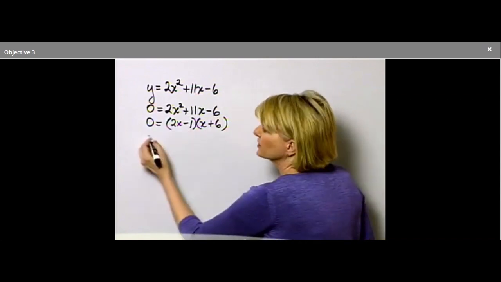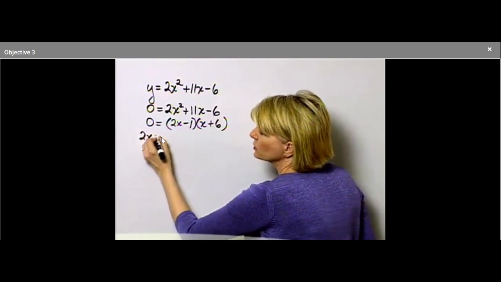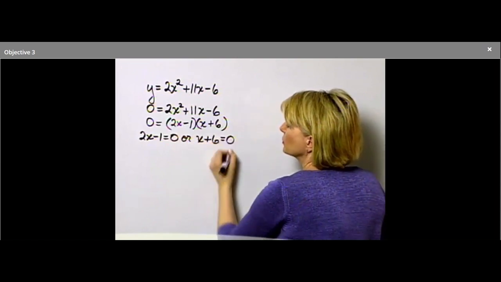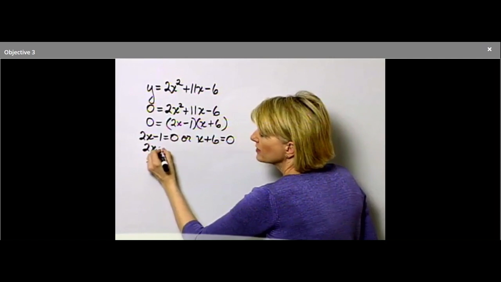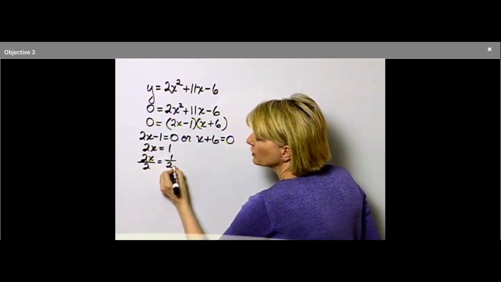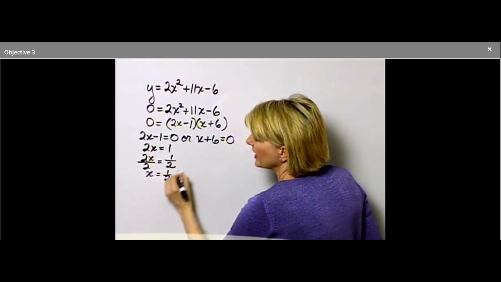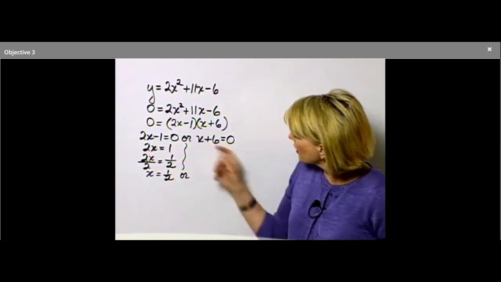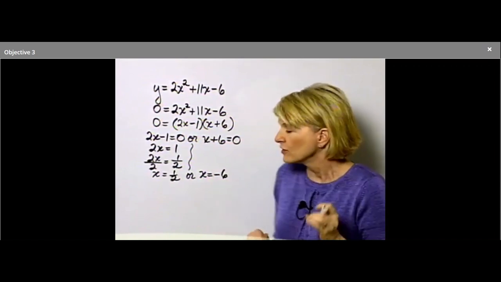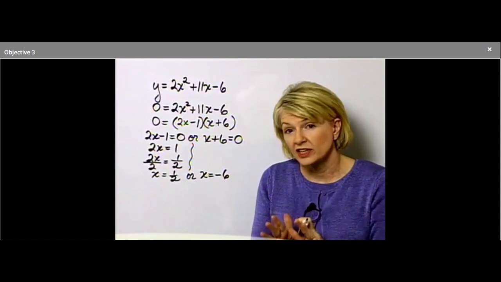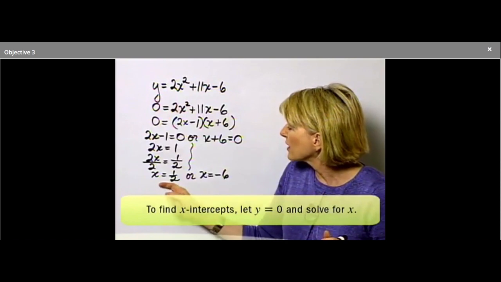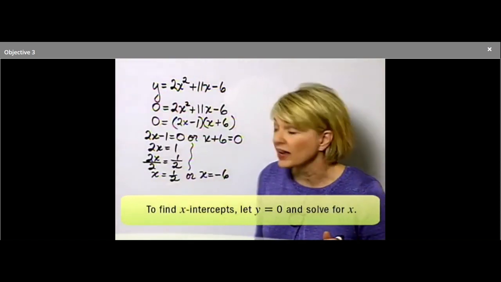I set each factor containing a variable, and they both do, equal to 0. Here, 2x minus 1 is equal to 0, so I'll add 1 to both sides, and then I'll divide both sides by the coefficient of x, which is 2, and I'll have 1/2. Or here, x plus 6 is equal to 0, so I'll subtract 6 from both sides, and I'll have x is negative 6. So what have I done? I'm looking for x-intercepts of this graph. I let y be 0, I solved, and I got these values for x.